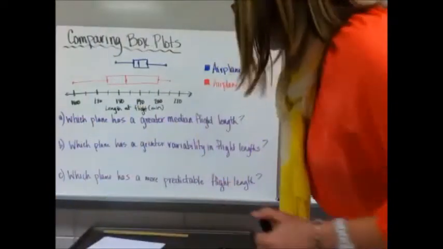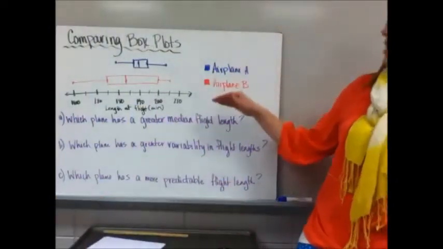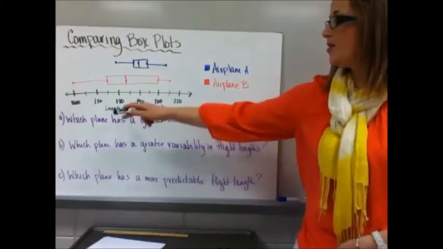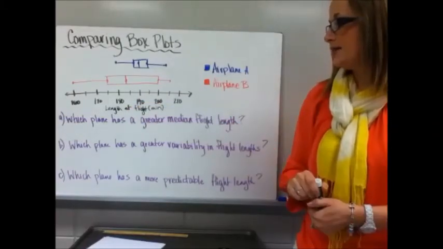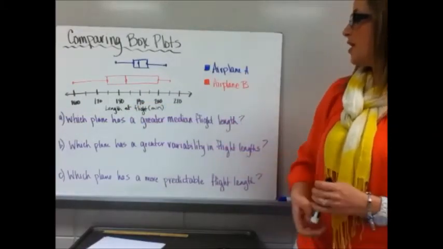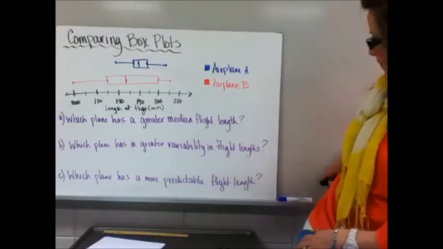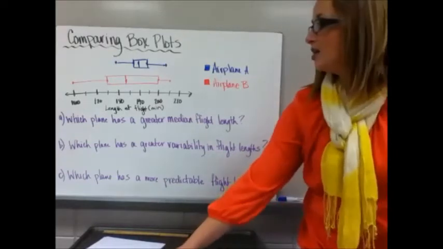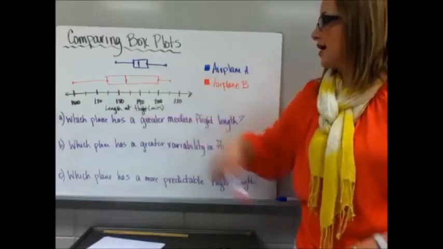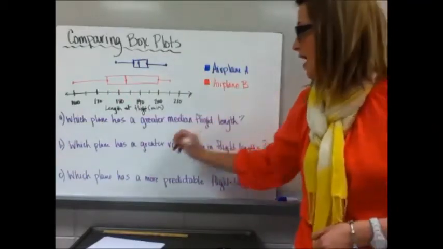You can stack box plots and compare them. So here I have 2 different airplanes. Below the number line it says the length of their flights. So the first question is, which plane has a greater median flight length? I can look straight at their medians, that middle line. Which one is greater? Airplane A.